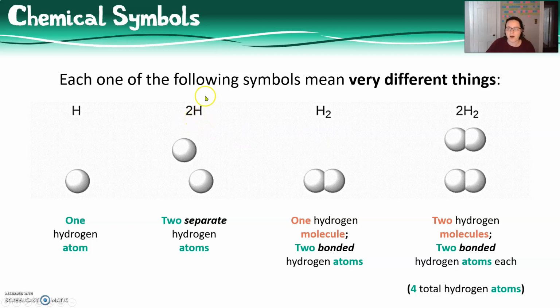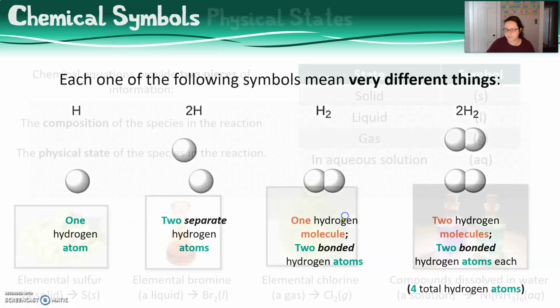Note below that while 2H indicates 2 separate hydrogen atoms, 2H2 represents 2 separate hydrogen molecules, which each contain 2 hydrogen atoms that have a bond between them, and as a whole, these 2 molecules give a total of 4 hydrogen atoms spread over the 2 molecules.